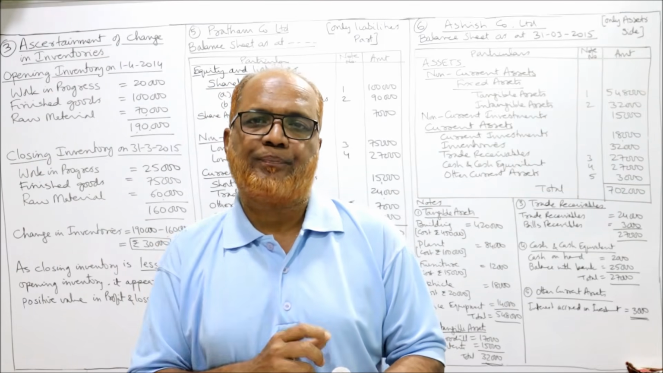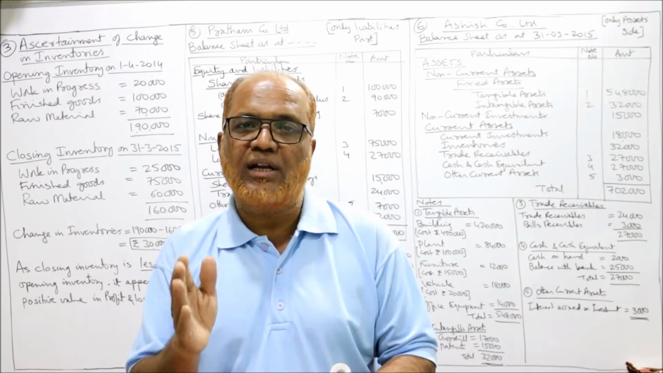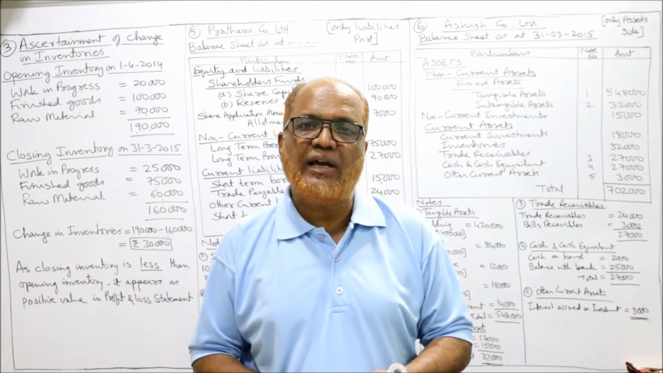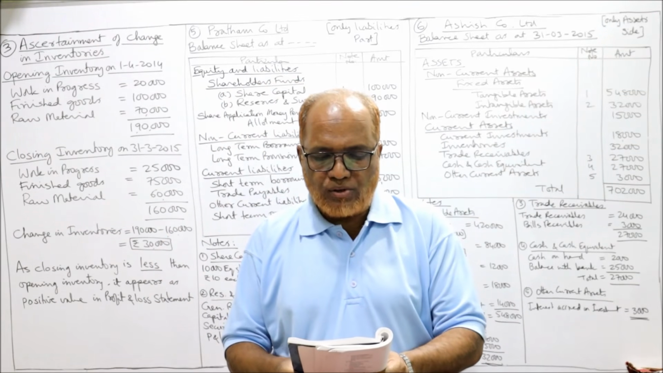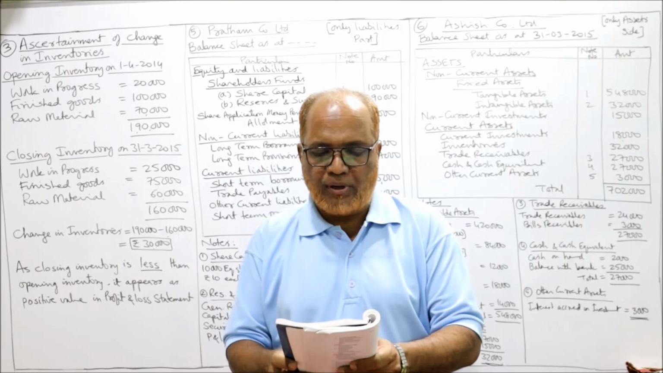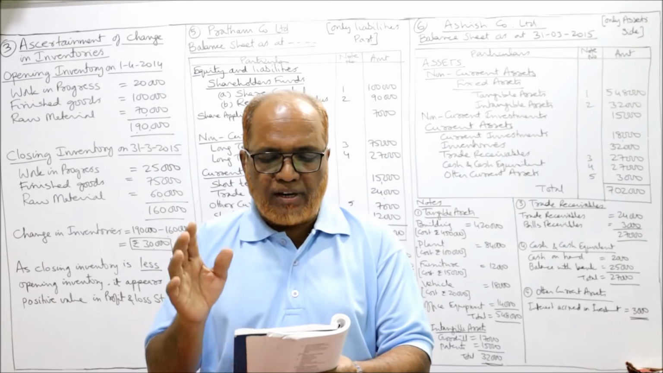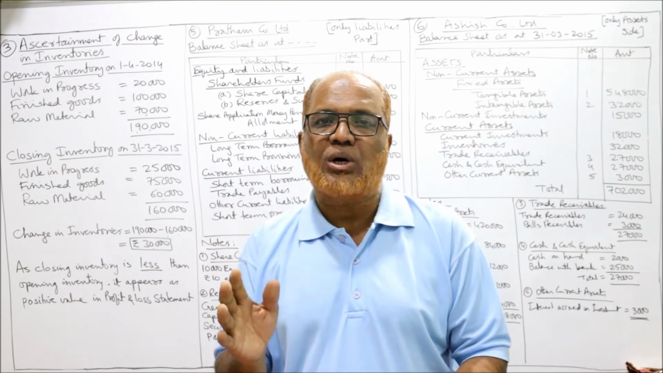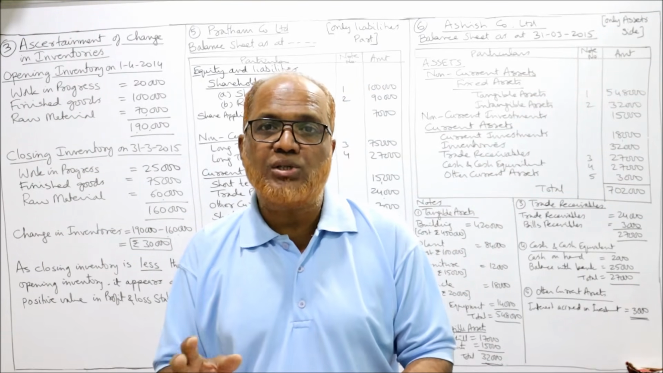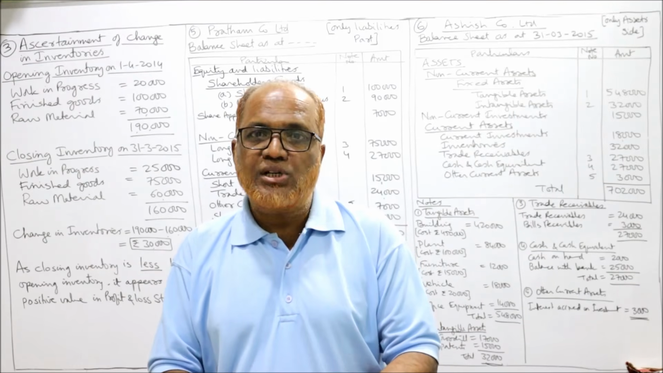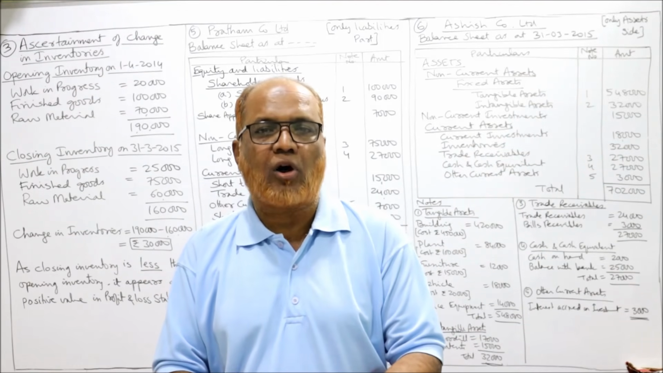1/4/2014 means opening, because our year ends on 31st March 2015. So 1/4/2014 opening stock of WIP, opening stock of finished goods, opening stock of raw material. Similarly, finished goods on 31st March 2015. This is the closing stock of finished goods. Then closing stock of WIP, closing stock of raw material.